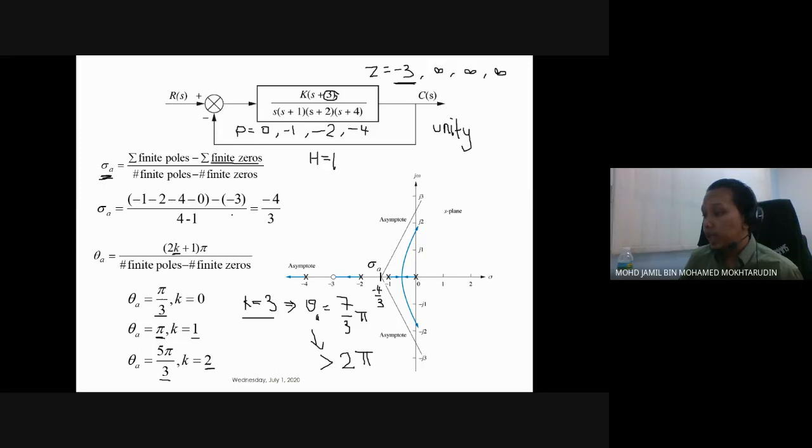So the first line is at pi over 3. So here is pi over 3. And then the next line is at pi. So the next line here equals pi. So basically, the second asymptote is on the real axis. And then the third asymptote will be at 5 pi over 3. So 5 pi over 3 will be this angle. And then the third asymptote is here.